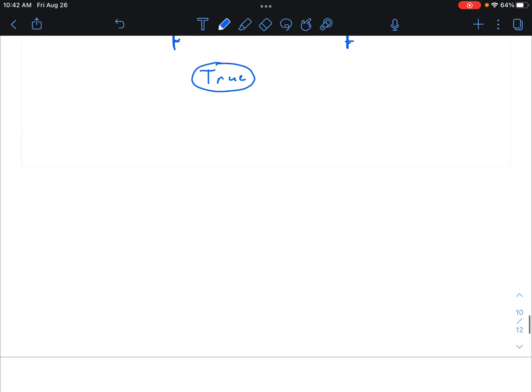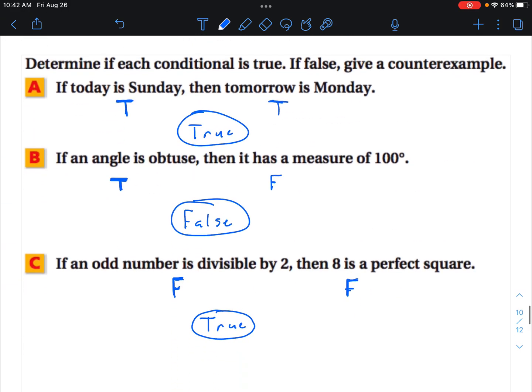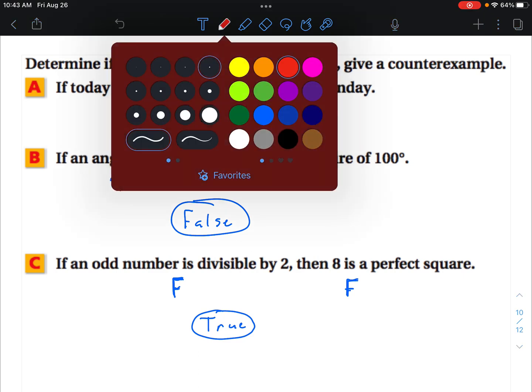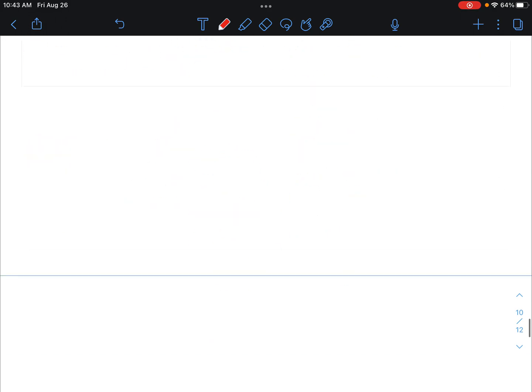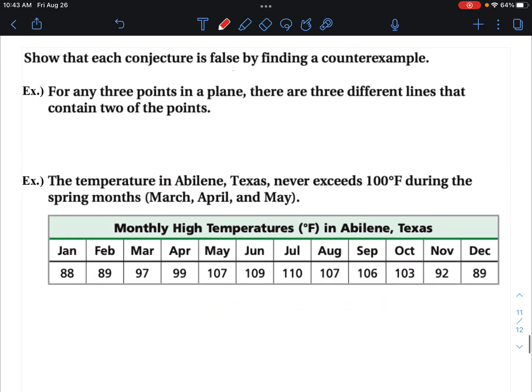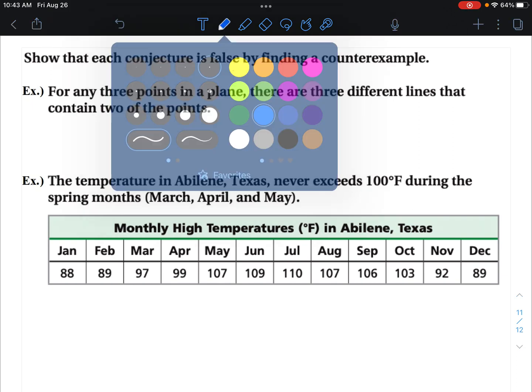Now, we're also going to do find a counterexample here. In fact, let's go back to that last one, because it says if false, find a counterexample. All right, so example B, we got false. The counterexample would be, and I gave several of them, the angles could be 120 degrees. We're going to keep working on that. So counterexamples. Show that each conjecture is false by finding a counterexample.